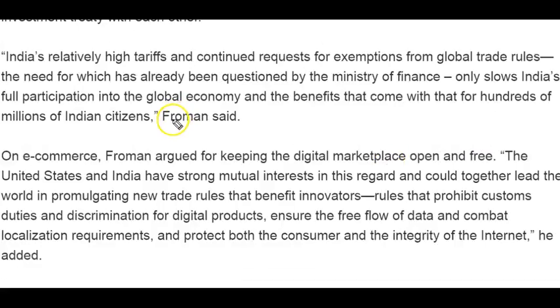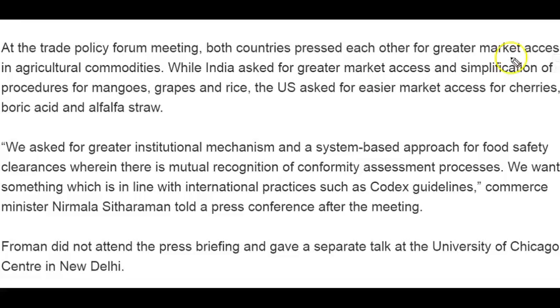USA has also raised another issue in the Trade Policy Forum meeting which was held in New Delhi recently, about India's high tariff rate and seeking exemptions from the global trade rules on certain items. In our earlier video lecture in the paid service, we covered bilateral investment promotion and protection agreements in detail along with the PDF notes.